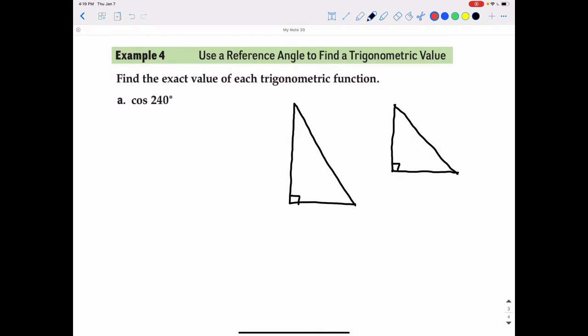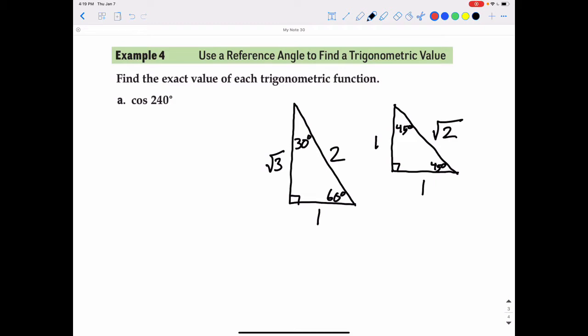So we have the 30-degree, 60-degree triangle with measures of 1 for the short leg, square root of 3 for the long leg, and 2 for the hypotenuse. And then we had the 45-degree triangle, and the measures of the legs were 1 with a hypotenuse of the square root of 2. We can find the exact value of a trig function if the reference angle is 30 degrees, 45 degrees, or 60 degrees.